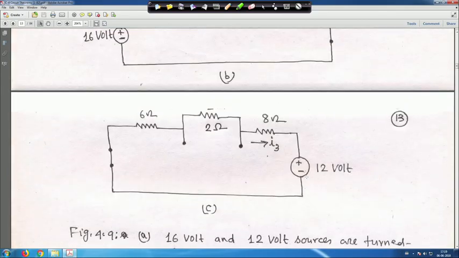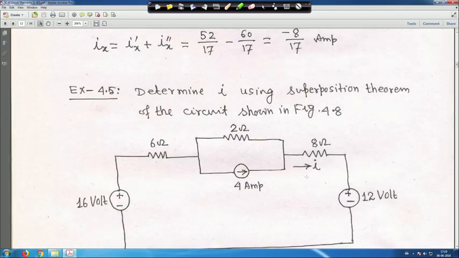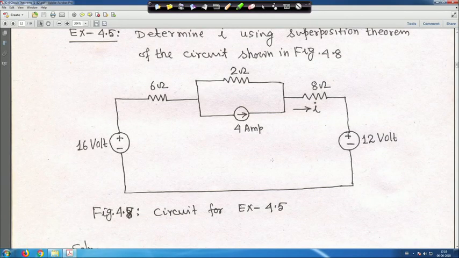I suggest that you solve this circuit as a whole, considering all these sources, and see that you are getting the same value that we have got using superposition.